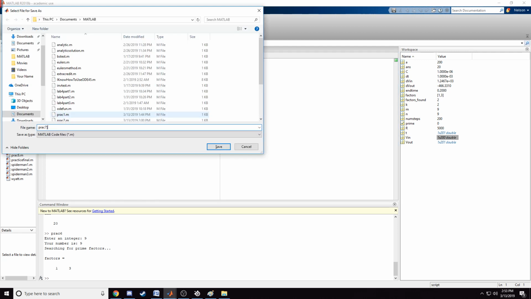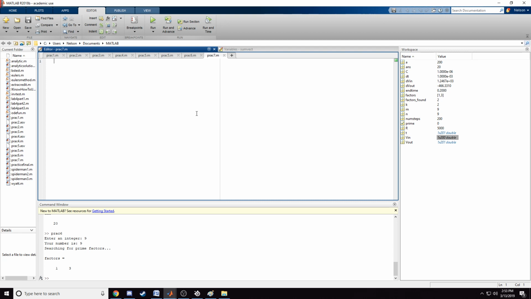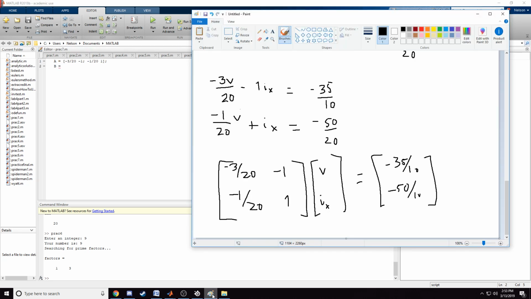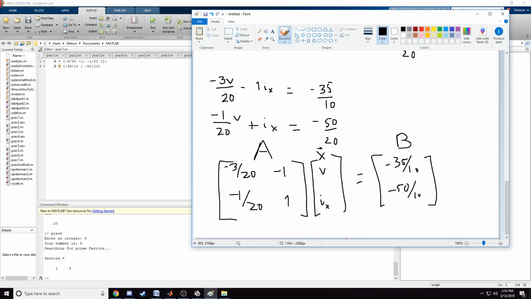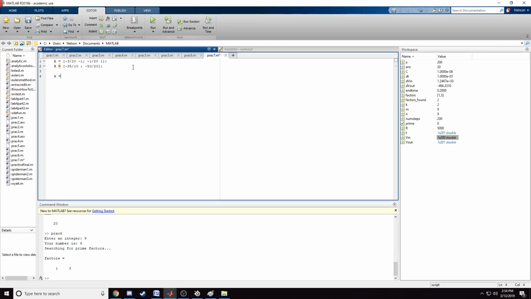Let's save this as practice 7. A is equal to negative 3 over 20, negative 1; negative 1 over 20, positive 1. B is equal to negative 35 over 10, column, negative 50 over, wait, was it 50? 20. Yikes. If you're confused, we're saying A times the x vector is equal to B. Then finally, x is equal to inv A times B.